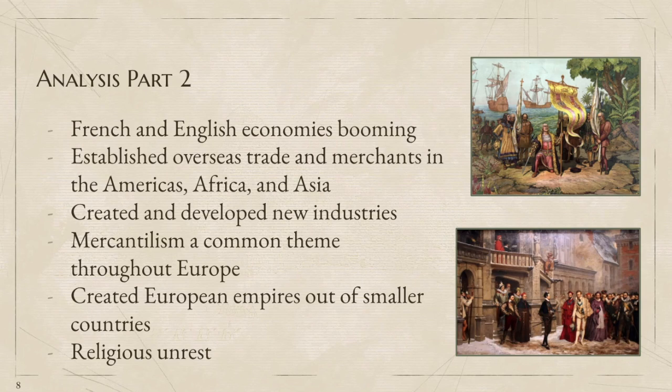So, to summarize, a couple of major themes that we see throughout all of Europe really is their economies are now booming, and they're establishing overseas trade and merchant stops in the Americas and Africa and in Asia. And these major European powers are beginning to create and develop new industries, such as the slave trade to and from the Americas and then eventually to Africa, and trading art, international commerce, etc. Spices, silk. Yeah, we love all those. That kind of stuff. Textiles.